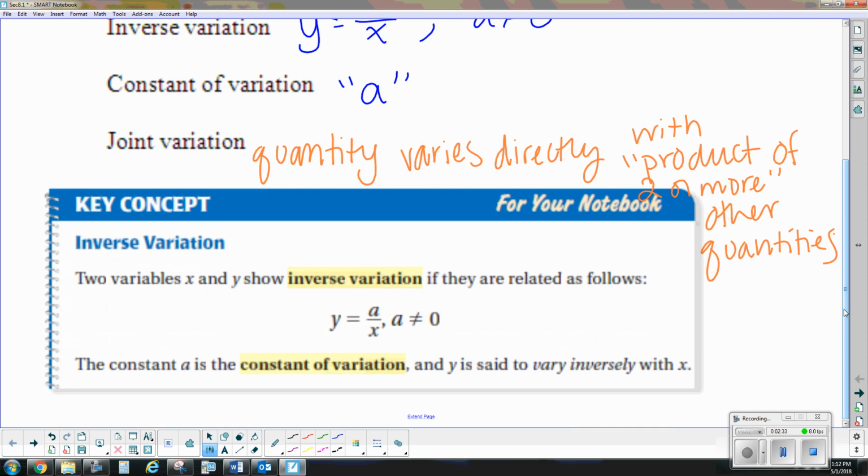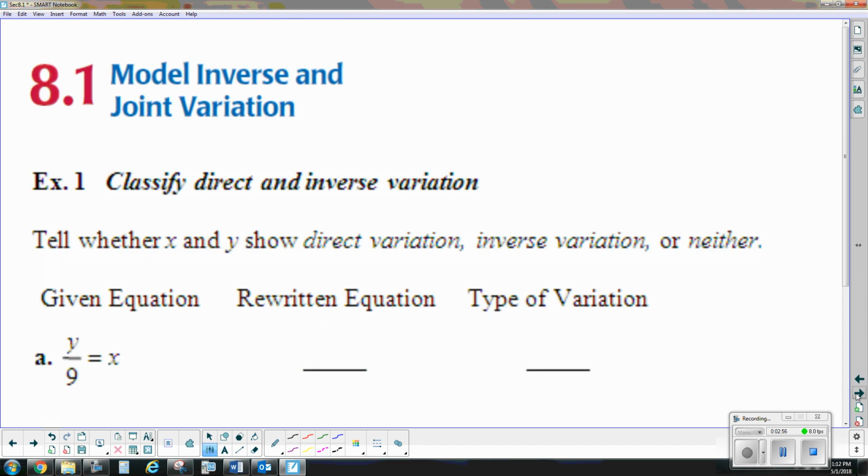So in this key concept, you've got your inverse variation, y equals a divided by x, where the constant of variation is a. So when we have this, we read it as y varies inversely with x. All right, let's look at a couple examples.